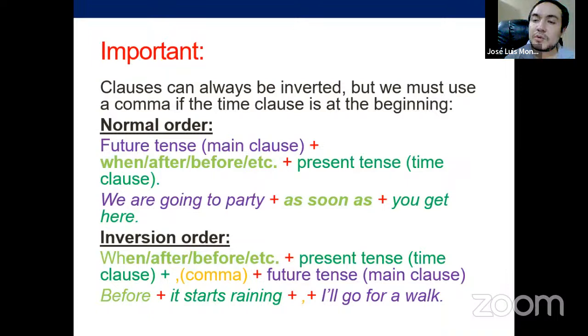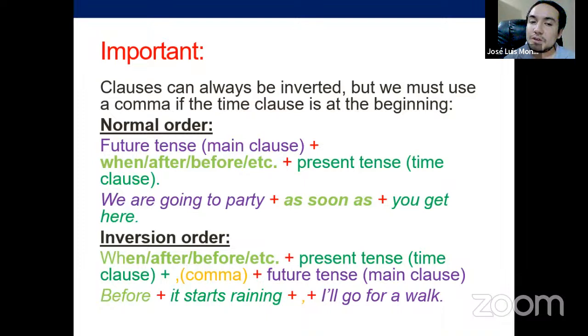This is something I mentioned before, but we're going to reinforce here the inversion. Clauses can always be inverted, but we must use a comma if the time clause is at the beginning, right? So future tense or main clause plus when, after, before, plus present tense. For example, we are going to party as soon as you get here. Party here is working as a verb, right? Okay, so future, as soon as, and present tense.